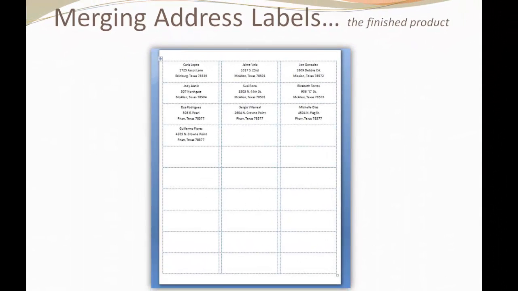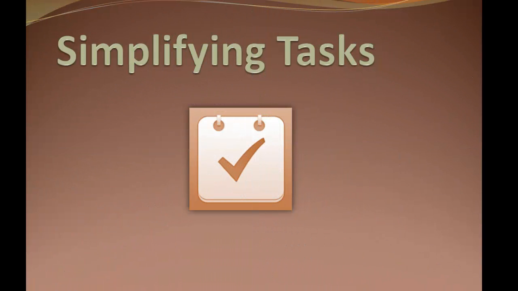The finished product of merged address labels, ready to be printed on a label sheet, such as Avery 5160, will be affixed to envelopes stuffed with the invitation letter and ready for mailing. I have provided you with a basic understanding of how to use MailMerge to create letters and labels. It should simplify and make the task of letter writing more efficient and enjoyable.